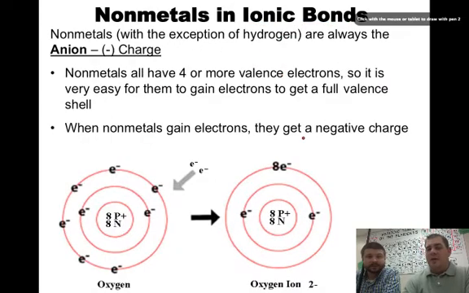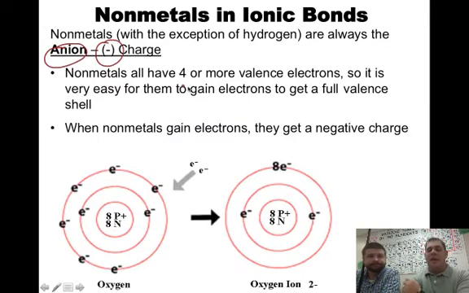And so then we come to the nonmetals. It is just the opposite. These are the ones that are going to become anions or have a negative charge. Okay, and they're going to have 4 or more valence electrons. So the easier thing for them to do is to pick up electrons. They're closer to 8 by picking up. Sodium was closer to 8 by losing.